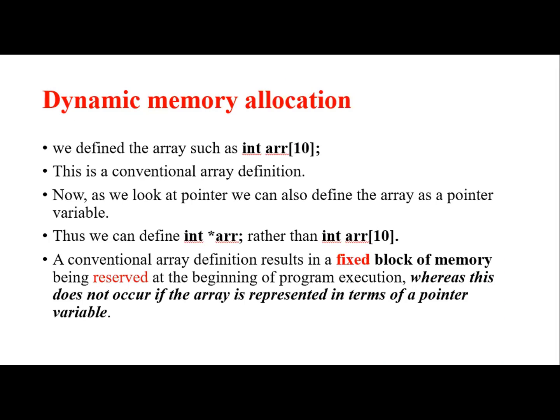So for dynamic memory allocation, we can define the array, int array of 10. So this is the conventional way of defining the array, right? This is a one-dimensional array. So here, by saying int ARR10, I'm telling the compiler that this is of type integer and the name of my array is ARR and the size is 10.